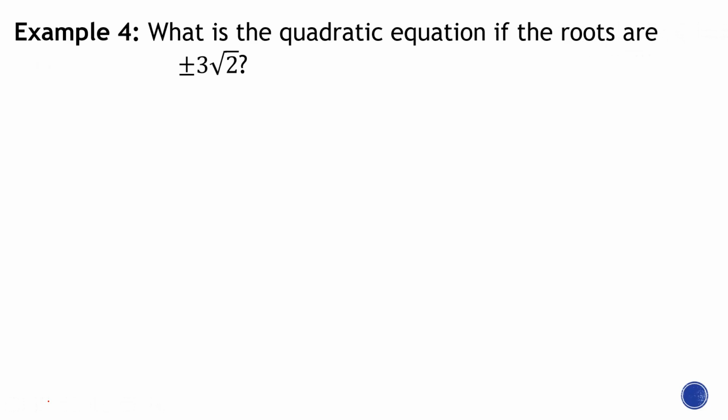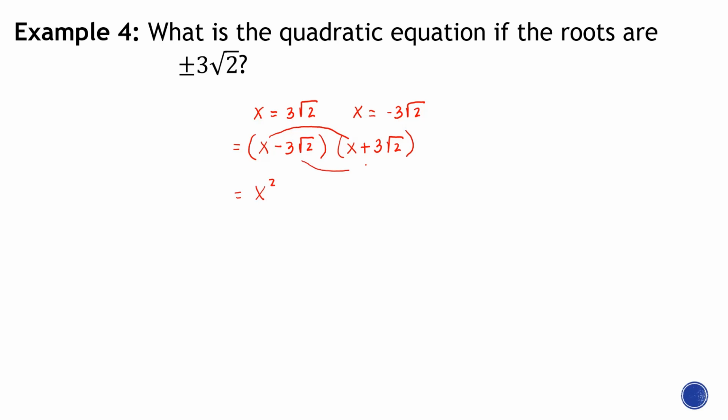So here we have positive negative 3 square root of 2. So we have x equals +3 square root of 2, and x equals -3 square root of 2. So convert this into binomials. That's positive, so the opposite of that is negative 3 square root of 2, and then here would be x plus 3 square root of 2. Now, this is almost similar to the previous example because we will not be using the FOIL method here. We will just multiply the first terms. That gives us x squared. And of course, the last terms.